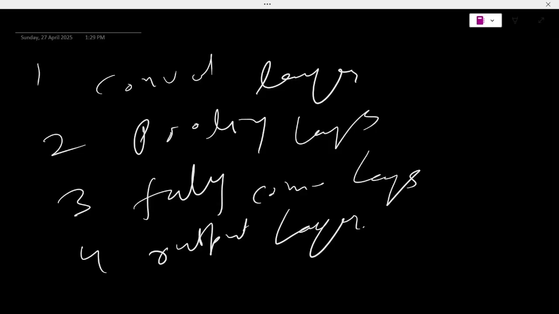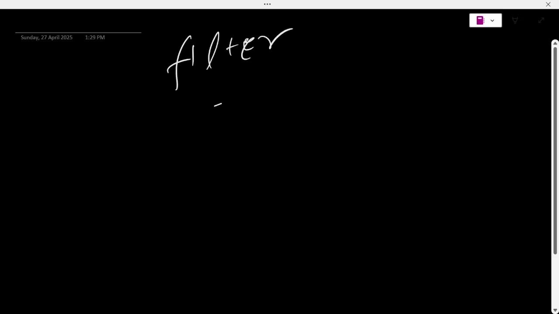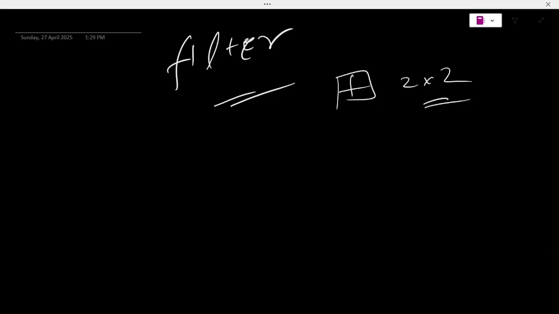Now what happens to an image through these layers? Let me tell you. Let's take the convolutional layer first. In the convolutional layer there is a very key component called the filter. A filter is a 2 by 2 or 3 by 3 grid which slides over the image. This is a 2 by 2 filter, for example. It slides over the input image and extracts some important features out of it.